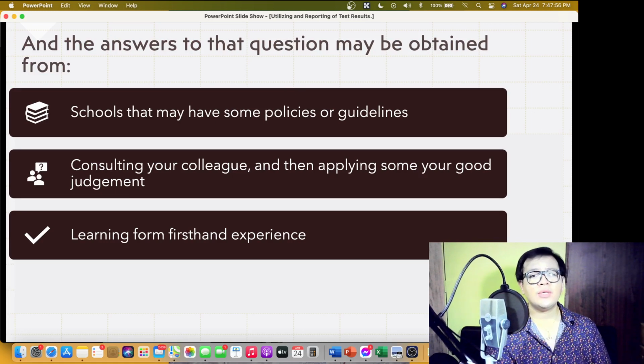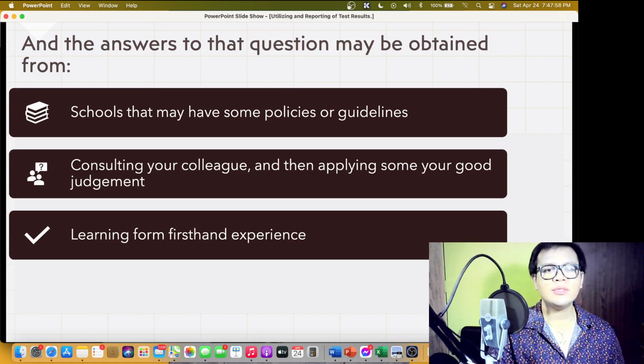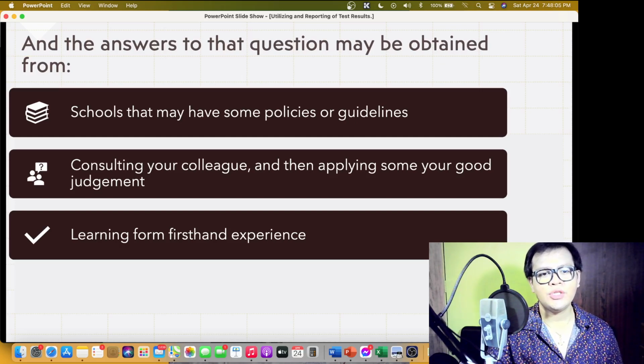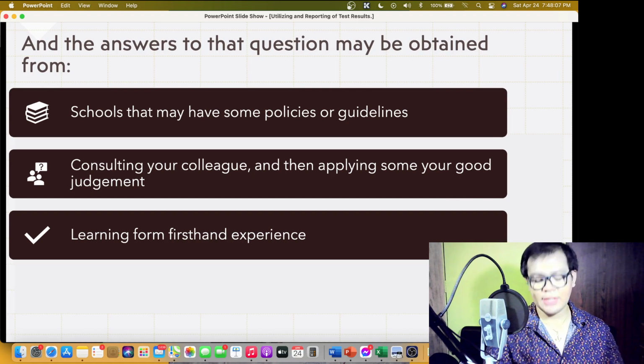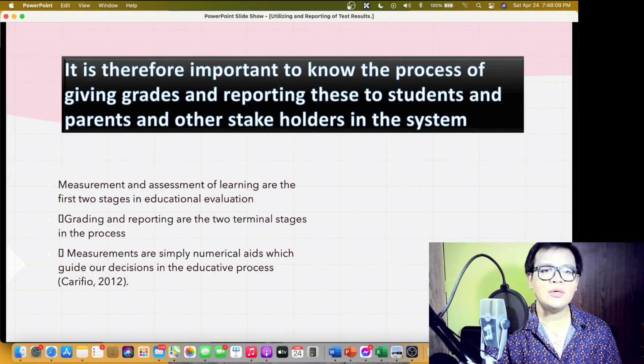And the answer to those questions may be obtained from, number one, the school, which may have some policies or guidelines. Number two, consulting your colleagues and then applying some of your good judgment. And number three, learning from first-hand experience. So it is therefore important and relevant to know the process of giving grades and reports to the students and parents and also to the stakeholders in the system.